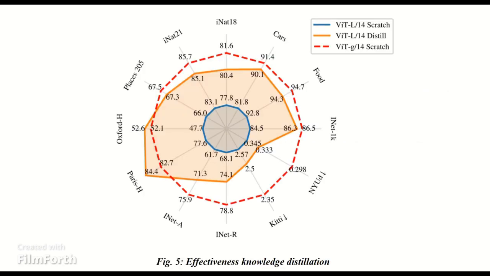So here we can see the effectiveness of knowledge distillation. This is a radar chart that shows performance across 12 benchmarks. The ViT-L distilled from ViT-g consistently outperforms the same ViT-L trained from scratch, sometimes even surpassing the teacher. Distillation makes models both smaller and smarter. It's all about this figure.